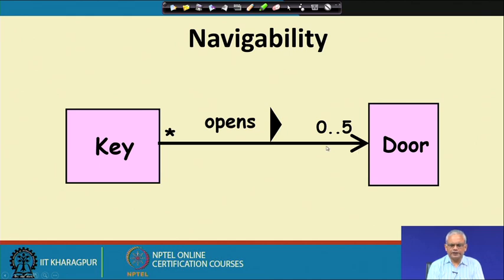Now, let us see how we can read here. A key, that is a single object here, opens up to 5 doors. A door is opened by many keys.